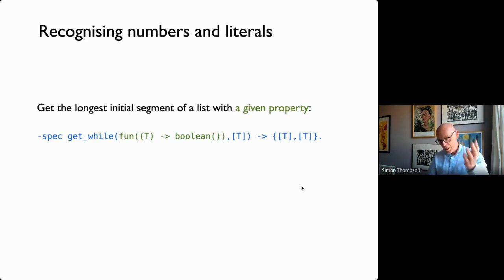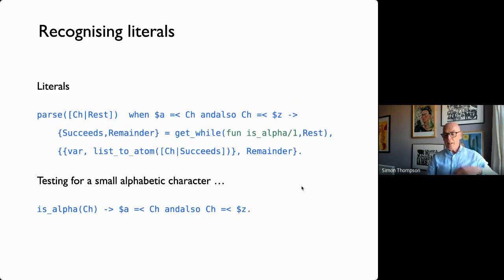It's really nice to be able to use this. A property is something that is either true or false for any particular element, so we represent it as a function. And so quite naturally, we've got a higher order function here, getWhile, that takes a function as argument. To test for a small letter, we can write this function isAlpha. It tests that its argument is bigger than or equal to the code for little a and smaller than or equal to the code for little z. So isAlpha is a test for something being a small letter. And so we use this getWhile function with isAlpha to give us the list of things in a variable and the remainder.